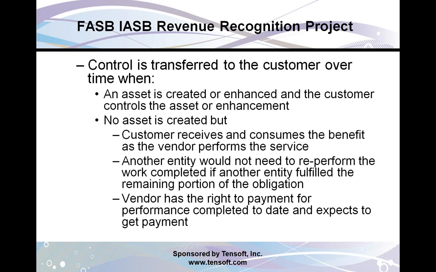If an asset is created or enhanced and the customer controls the asset, so one way they would control it is to have physical possession of it. If no asset is created but the customer receives and consumes the benefits of the service, then we're saying that the control has been transferred to the customer. And if another entity wouldn't have to reperform that work, that would be another indication that the control has been transferred to the customer. And then finally, we also need to have a right to the payment for the performance that has been completed. So if we only did partial performance and we're trying to recognize partial revenue, we have to have a right to the payment for that. It couldn't be dependent upon completion of the contract or a payment in the future to recognize the revenue.